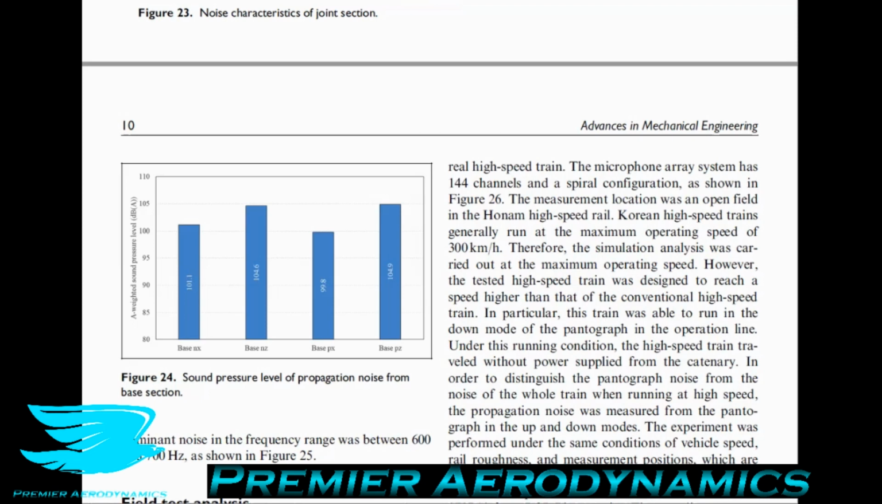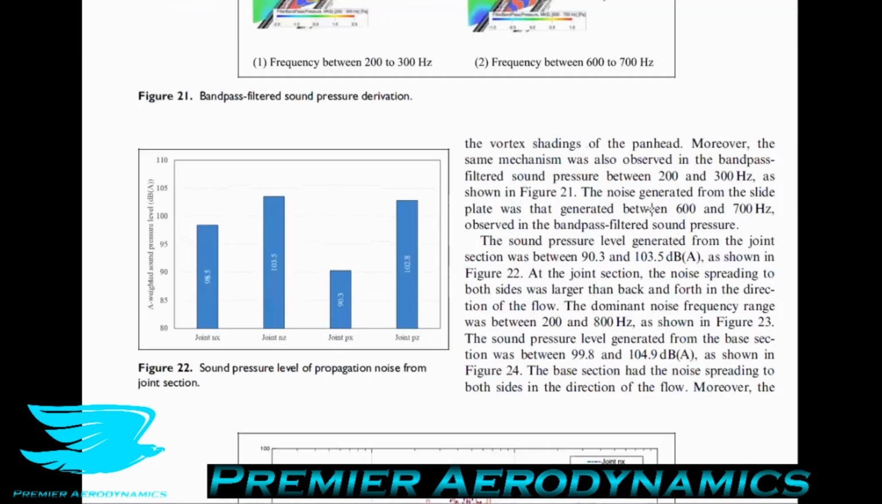The base section had the noise spreading to both sides in the direction of the flow. So in other words, standing on either side again of the base section, you're going to get the same amount of noise. Standing upstream compared to downstream, you're getting a little bit more noise. So that was a similar sort of thing we found for the joint section.